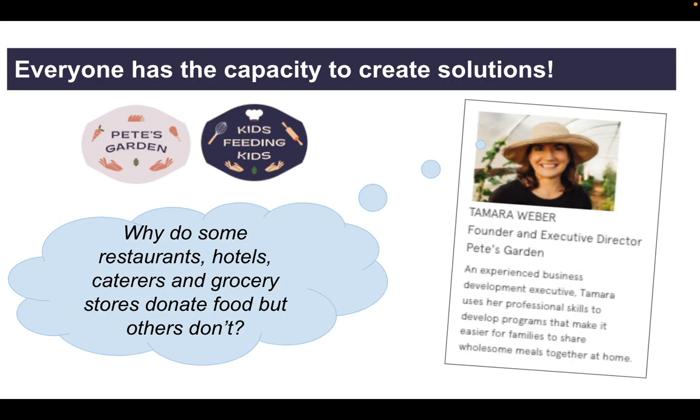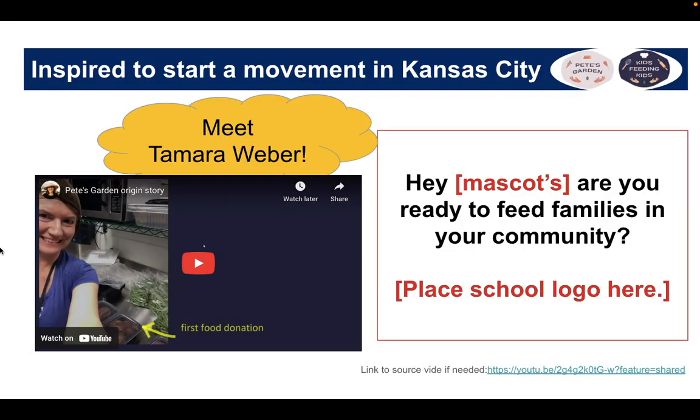And she's just a great example of why everyone has the capacity to create solutions. So from there, Tamara has created this quick under 5-minute video of Tamara talking about how she was inspired to start Pete's Garden and Kids Feeding Kids, and how her food waste solution has expanded from Kansas City to reach students in almost 50 high schools now across Kansas, Missouri, and even in Illinois.